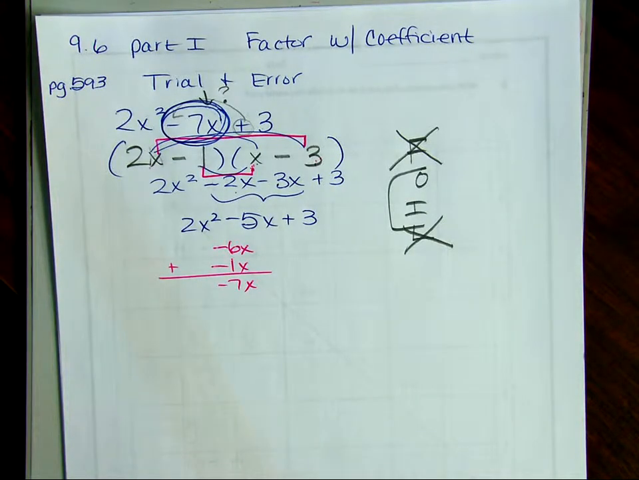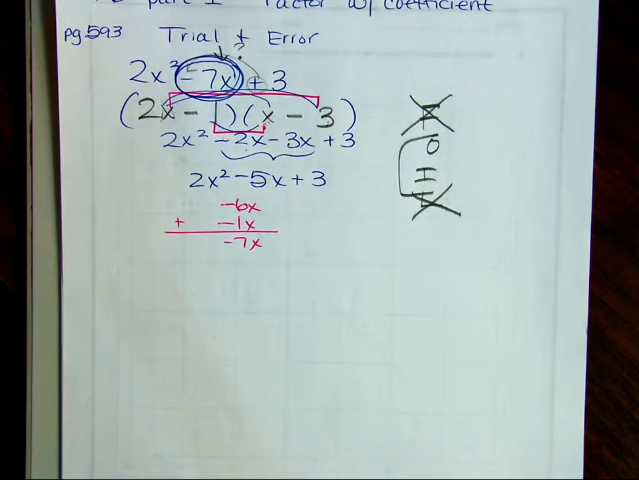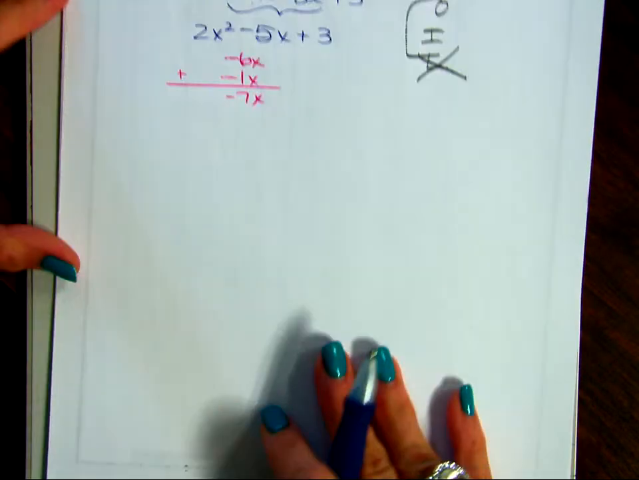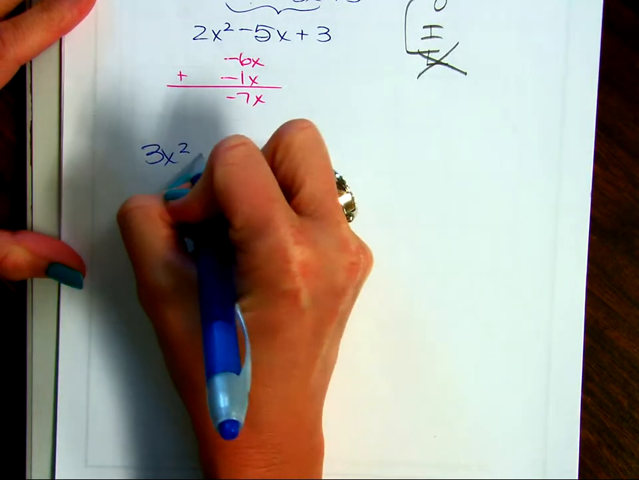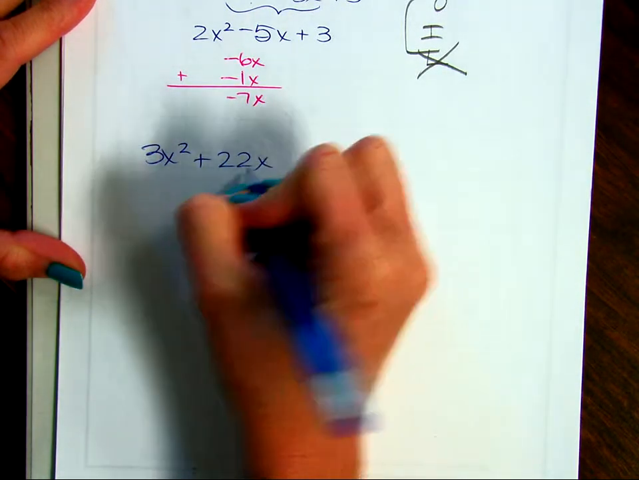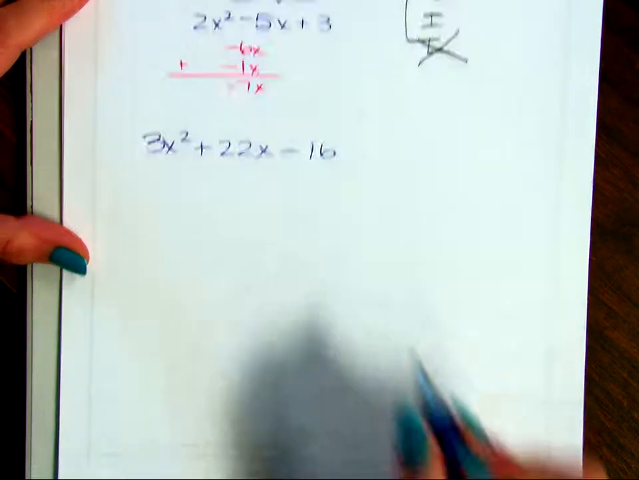Here's the thing for today. You have to see a good amount of these things done. See me working through this process before you kind of get a feel for how that works. So let's do another one. Let's do this one. 3x squared plus 22x minus 16.